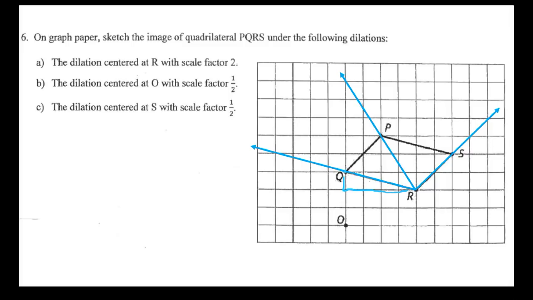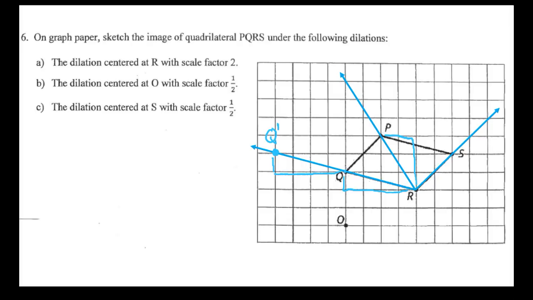Then what I want to do is, you can use your measurement tool with an index card or whatever, but we're going to look at this with a pattern. So I'm going to check out the pattern from R to Q, or the directions horizontally and vertically. My scale factor is 2, so I'm going to take that pattern twice from the center, and that gives me my Q prime.